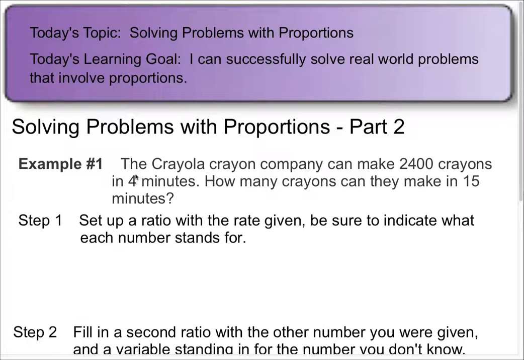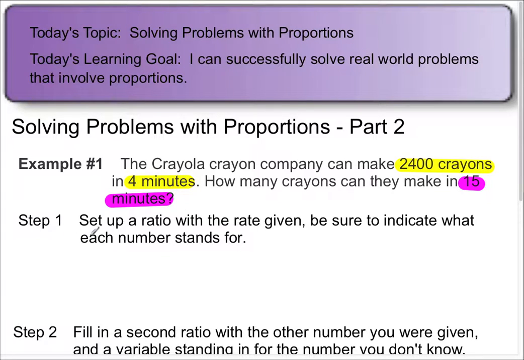Example number 1 says, the Crayola crayon company can make 2,400 crayons in 4 minutes. So I'm going to take my yellow highlighter and highlight 2,400 crayons and 4 minutes. Then it says, how many crayons can they make in 15 minutes? So I'm going to take a pink highlighter and highlight 15 minutes. So I've separated it into the information that they gave us about the ratio and the information they're asking us to find. Now the stuff I've highlighted in yellow, we're going to use that to set up a proportion. The information they've given us about a whole ratio.